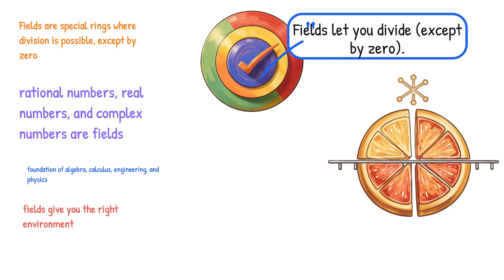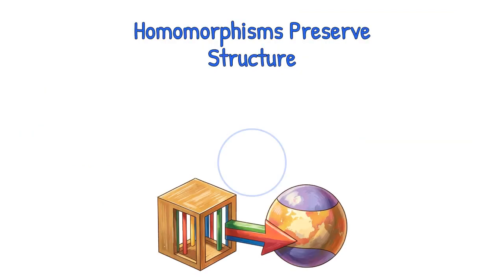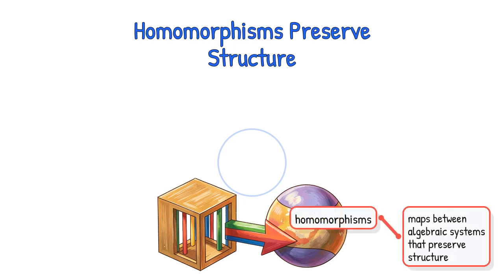For example, the equations used in signal processing and digital communication often rely on field-like structures to make calculations reliable and efficient. Now we get to one of the most powerful ideas, homomorphisms. These are maps between algebraic systems that preserve structure. In plain English, they translate one system into another without breaking the important rules.